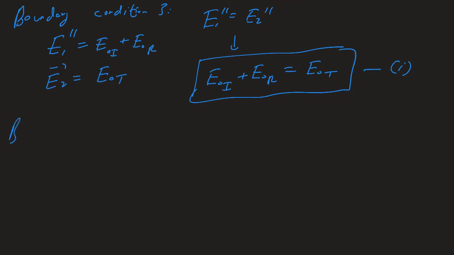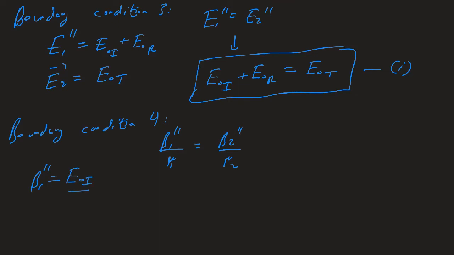The other one we will construct using boundary condition number 4, which was that the parallel component of B1 over mu1 is equal to the parallel component of B2 over mu2. So the parallel component of B1 in material 1, before the light strikes the interface, the total parallel component is equal to E naught incident over V1 minus E naught reflected over V1. Similarly, the parallel component of the magnetic field in material 2 is equal to E naught transmitted over V2.